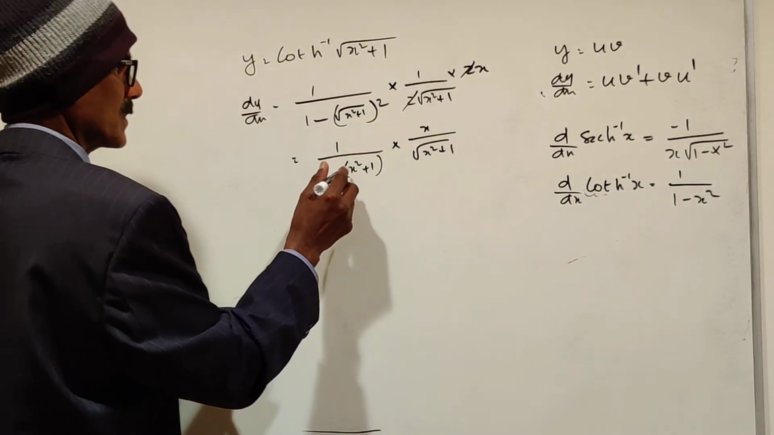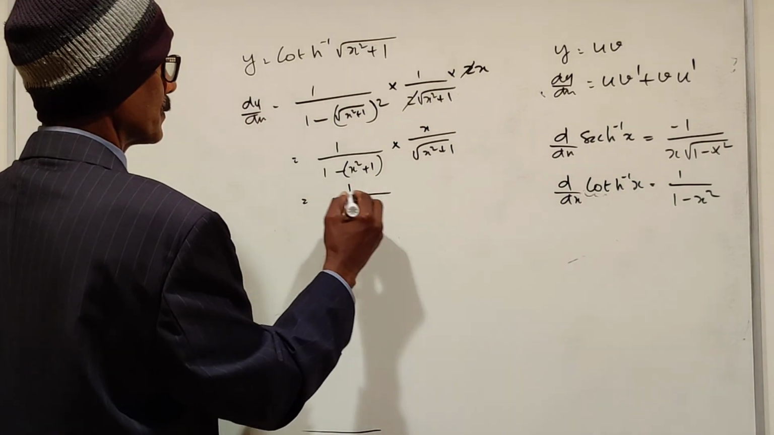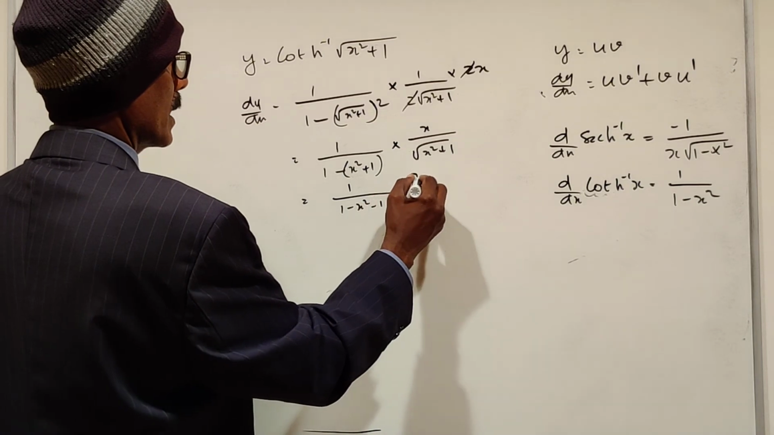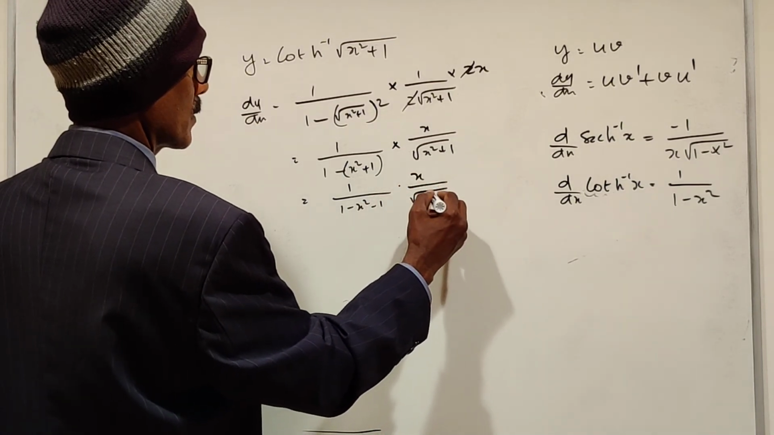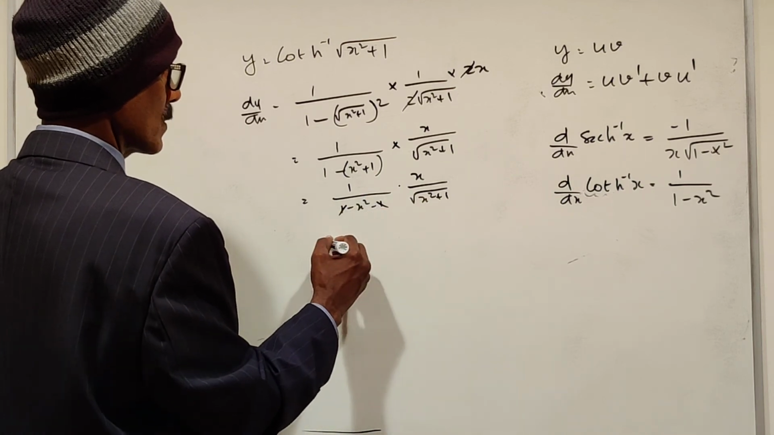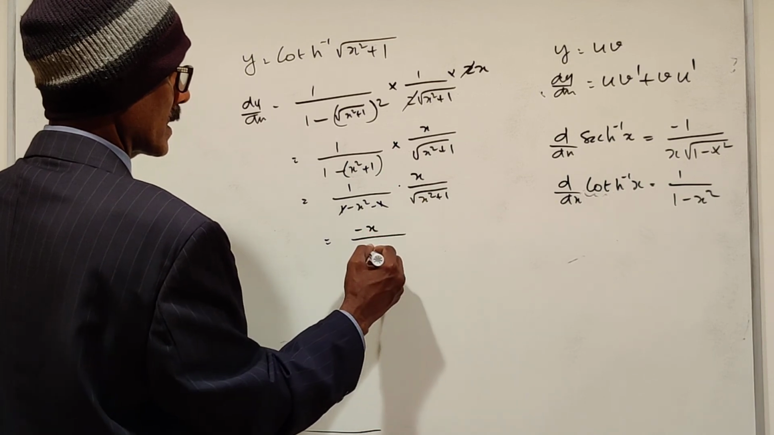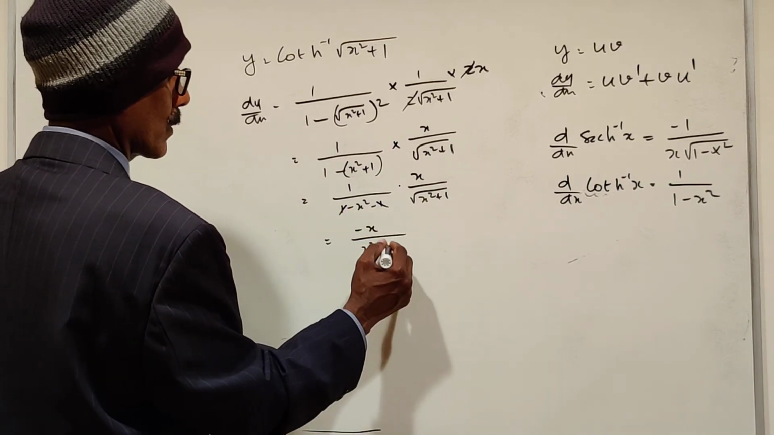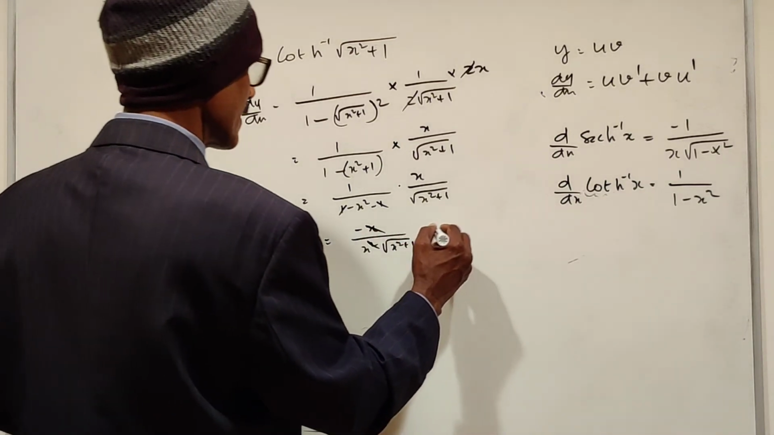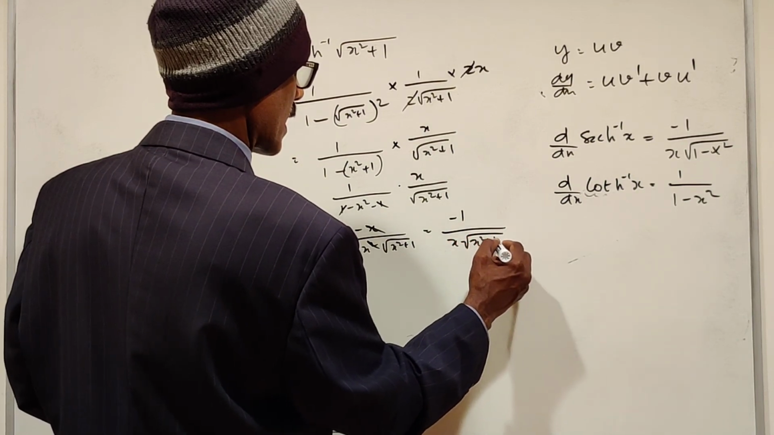So here 1 by 1 minus x square minus 1 into x by square root of x square plus 1. Okay. See here 1 minus 1 cancel out. I am going to write this minus on the top. Minus x by x square into square root of x square plus 1. See, one x you can cancel out. So the answer is minus 1 by x into square root of x square plus 1. That is the answer.